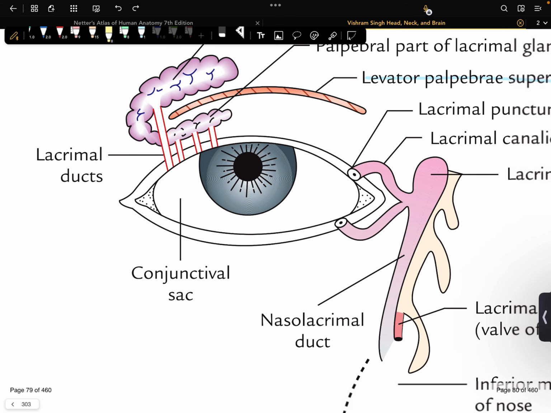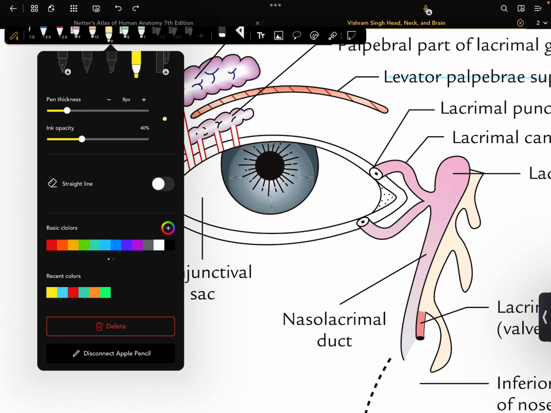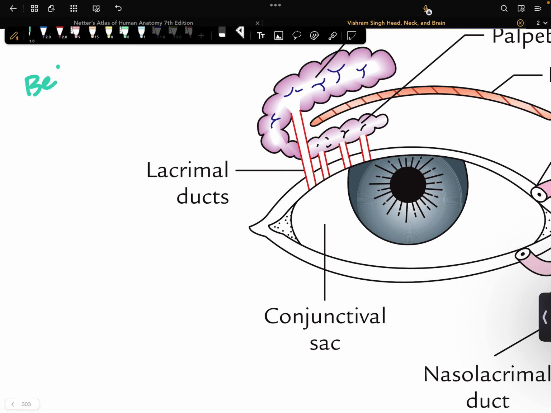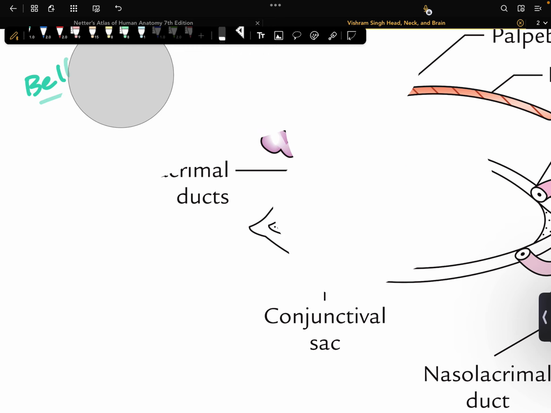One of the clinical conditions is Bell's palsy disease. In Bell's palsy, the lacrimal gland fails to secrete tears. So what happens? Artificial tears are introduced to lubricate the eye. Okay, this is in Bell's palsy.